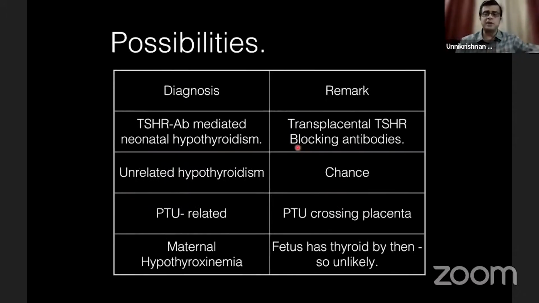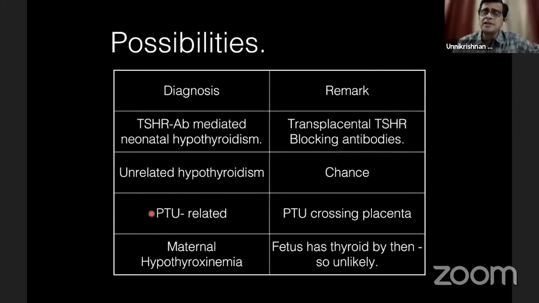So possibilities in this patient are that the mother had TSH receptor antibody mediated hyperthyroidism, but those antibodies became blocking antibodies and they got transferred to the neonate, and the neonate developed TSH receptor antibody mediated hypothyroidism because of the transplacental spread of the TSH receptor blocking antibodies from the mother to the baby. It's also possible that the baby had hypothyroidism as a chance effect, because congenital hypothyroidism is very common in India.